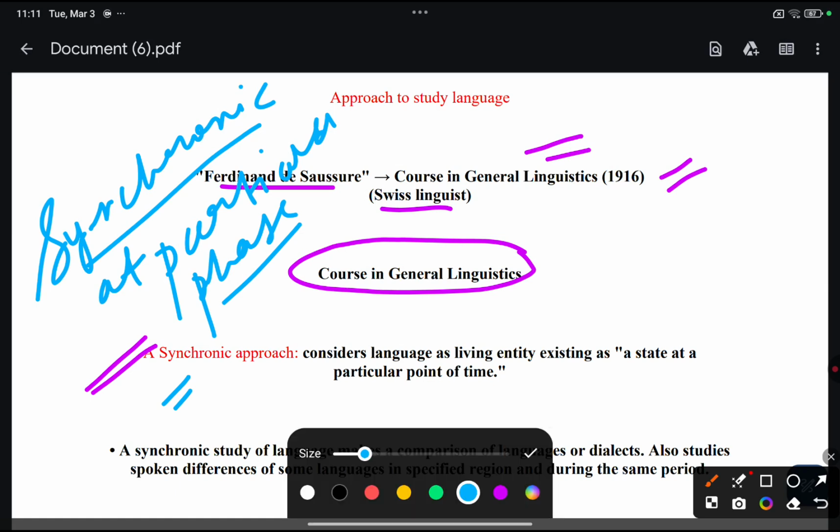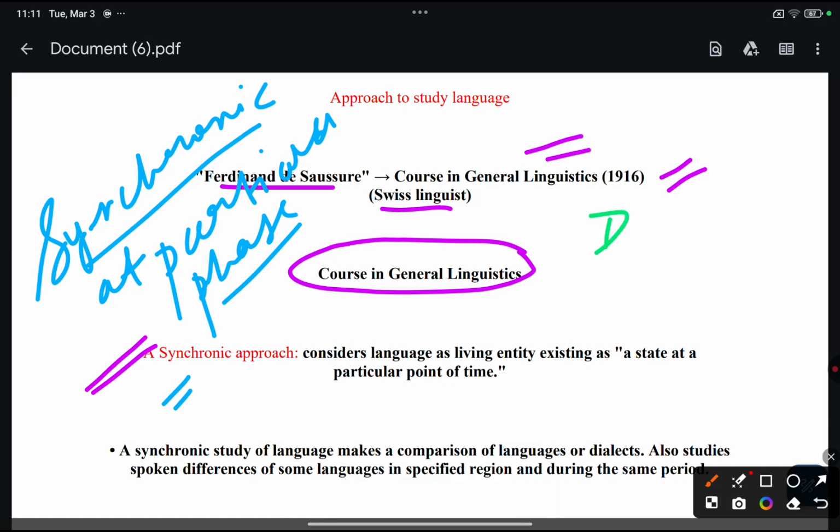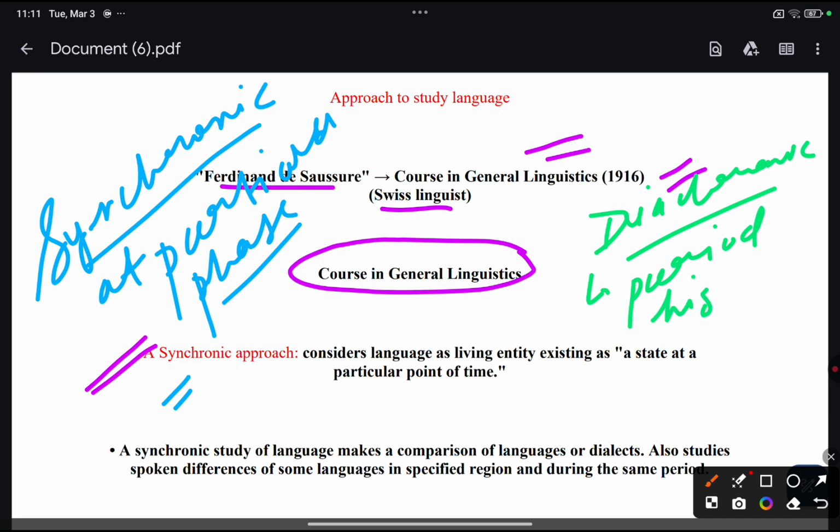Now, if you go for the diachronic approach, what is it? In the diachronic approach, friends, we study the language, the functions of a language, the features of a language through a period of time. Period, or you can remember the word history. You study the history of a language through the diachronic approach. So we study the period or the history of a language.